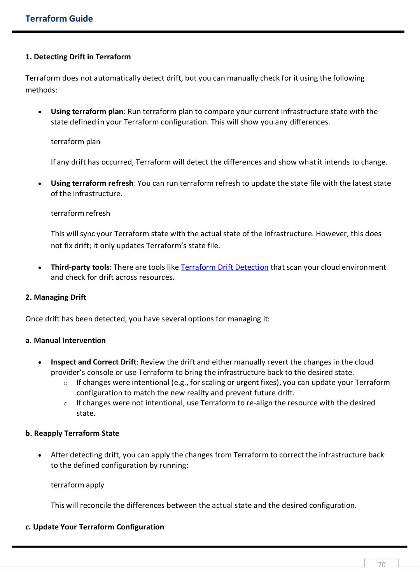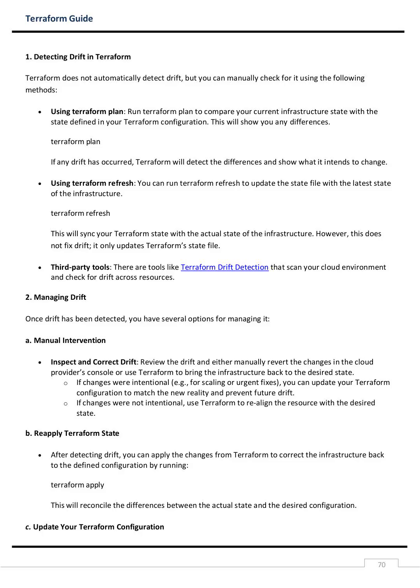2. Managing drift. Once drift has been detected, you have several options for managing it. A. Manual intervention. Inspect and correct drift. Review the drift and either manually revert the changes in the cloud provider's console, or use Terraform to bring the infrastructure back to the desired state. If changes were intentional, for example, for scaling or urgent fixes, you can update your Terraform configuration to match the new reality and prevent future drift.